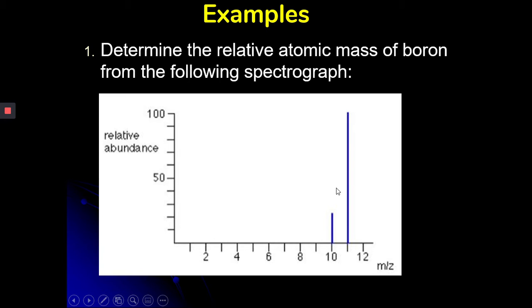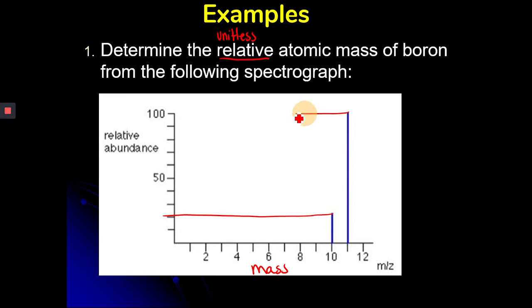So we can take the information from a mass spec and determine the mass, the relative atomic mass of that element or compound. Relative just means that the answer is going to be unitless. If we look, the x-axis represents the mass per charge ratio, and then we have the relative abundance off to the side. So the x-axis is the mass, and the y-axis is the relative abundance. So we can figure out how many of our sample had each of those masses.